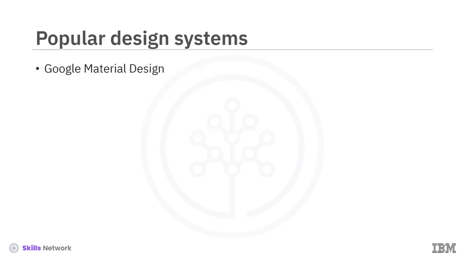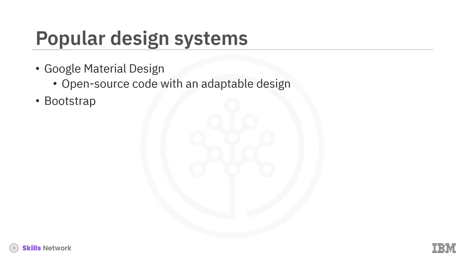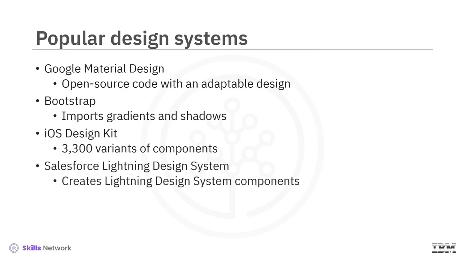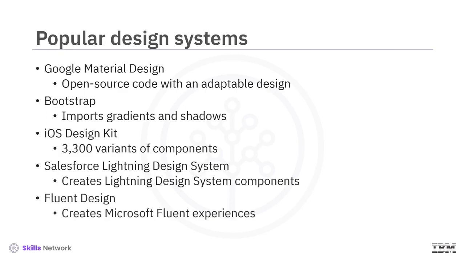Google Material Design is an open-source code with an adaptable design. Bootstrap imports options like gradients and shadows for customizable designs. iOS Design Kit has 3,300 variants of components, along with SF Pro font and the latest SF symbols. Salesforce Lightning Design System creates Lightning Design System components. Fluent Design creates Microsoft Fluent experiences.